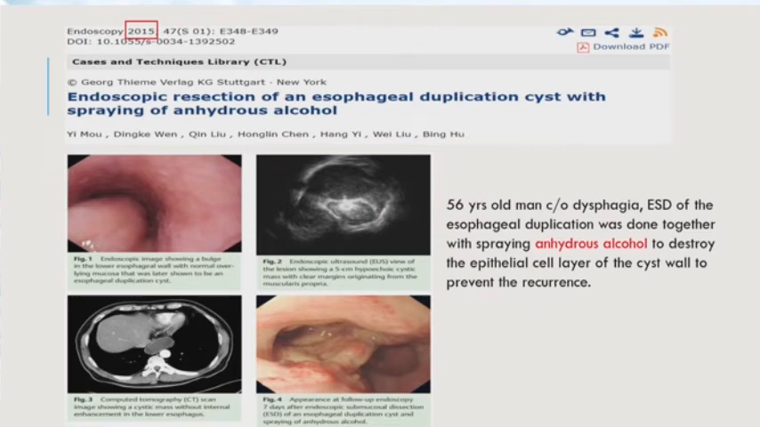Another case, endoscopic resection using ESD. This is the technique using ESD and spraying anhydrous alcohol to kill the epithelial cell layer to prevent recurrence. It's not used in endoscopic ultrasound.